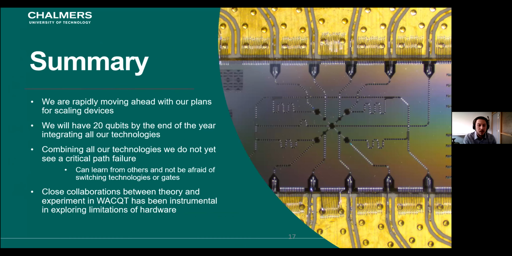So just to summarize, we're rapidly moving ahead with our plans for scaling our devices. We will have a working 20-qubit chip by the end of the year, integrating all of our technologies. And combining all of the technologies, we do not yet see a critical path failure in terms of scaling up our devices.